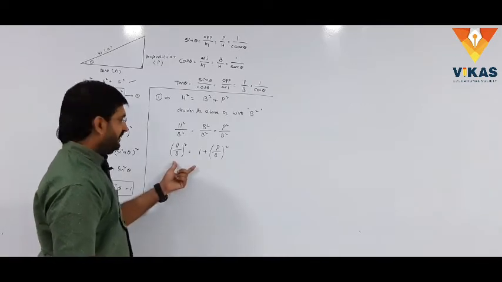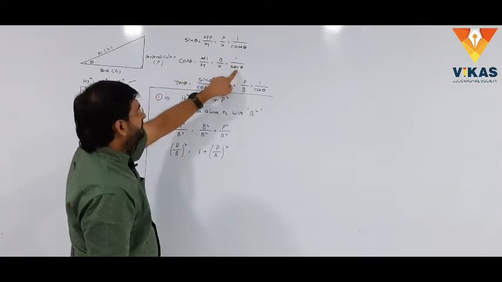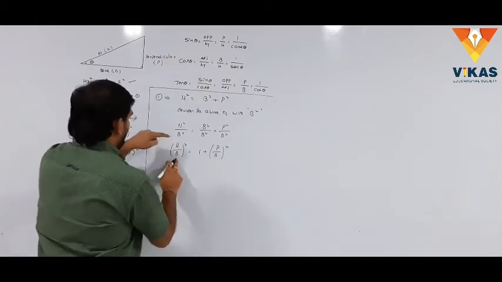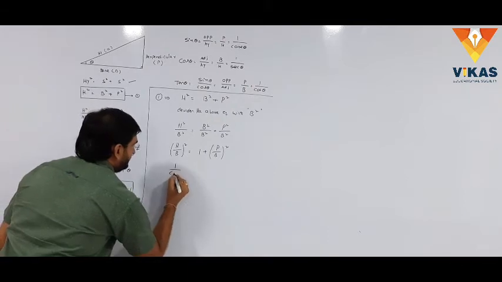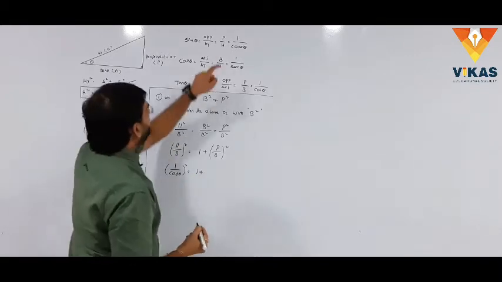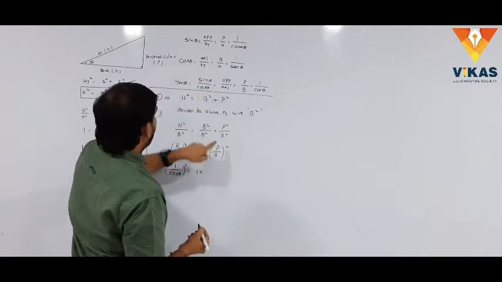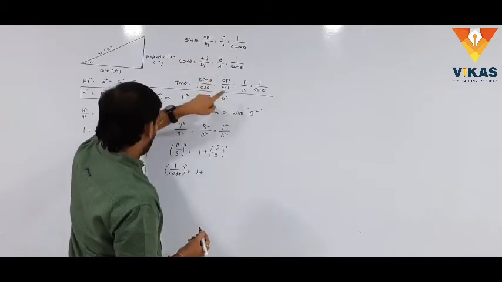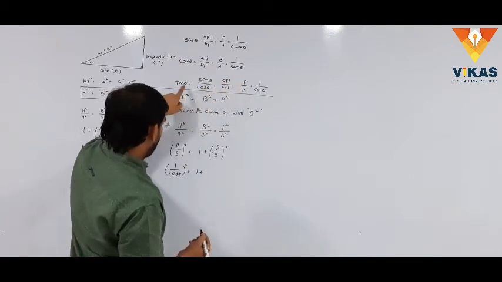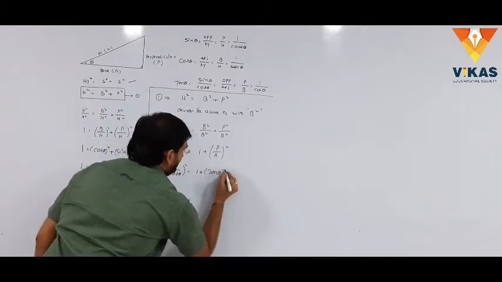Listen students, already we know b by h, that is cos theta. It is reciprocal of secant theta. Our value is h by b. H by b can be written as 1 by cos theta whole square equal to 1 plus p by b, already we know. P by b is tan theta. Simply it is nothing but tan theta whole square.